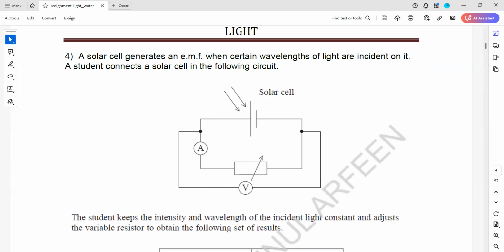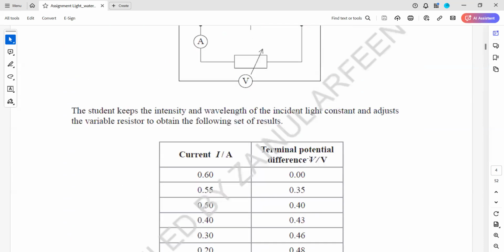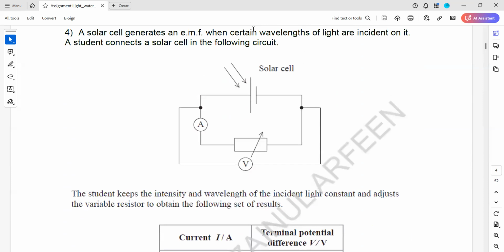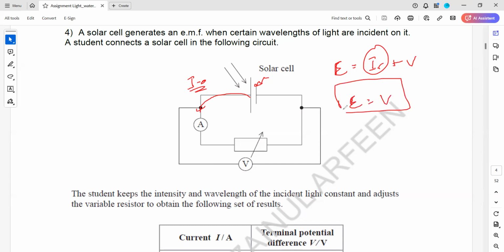So why do we say that the EMF of this is equal to 0.52? Because when the current is zero, there is no voltage drop internally. With no voltage drop internally, we have the formula EMF equals IR plus V. If the current is zero, there is no internal voltage, so the external voltage and EMF will be equal.